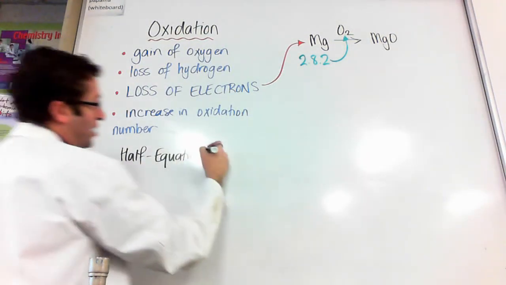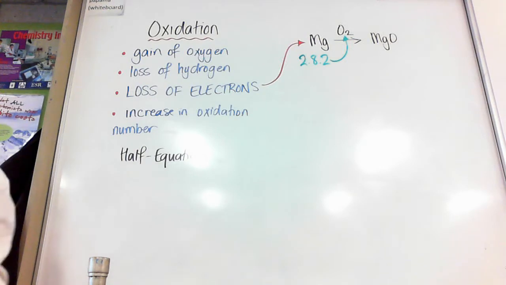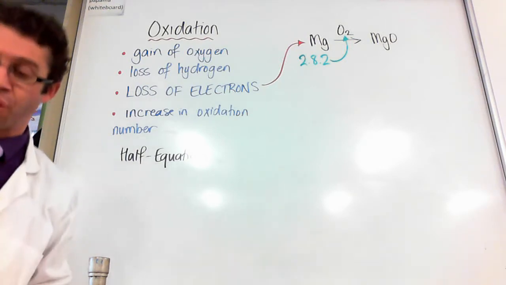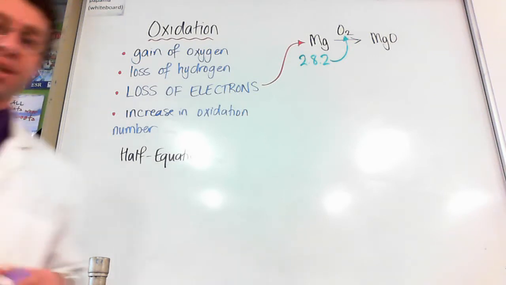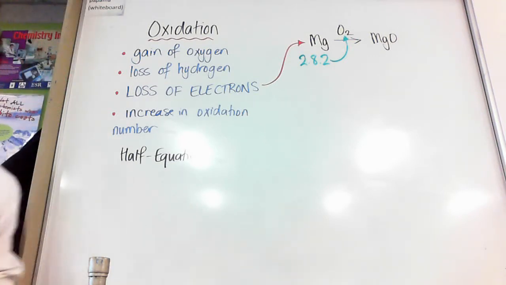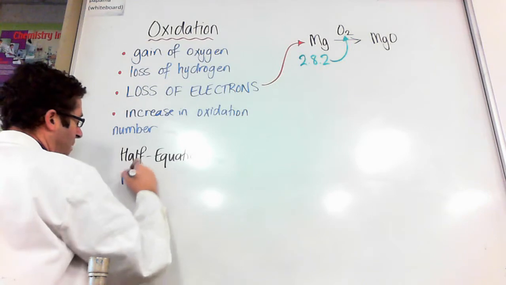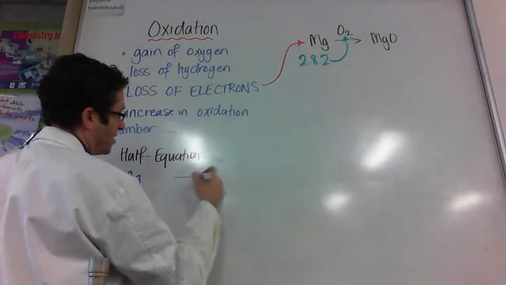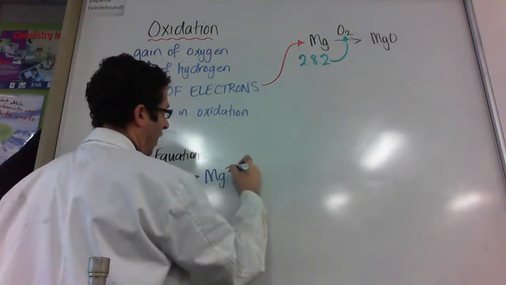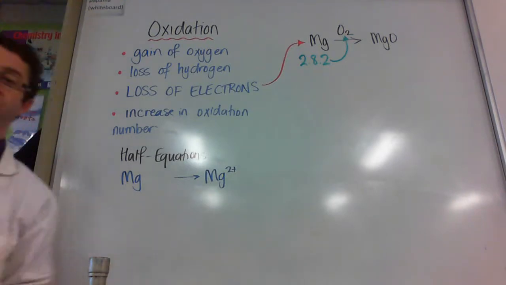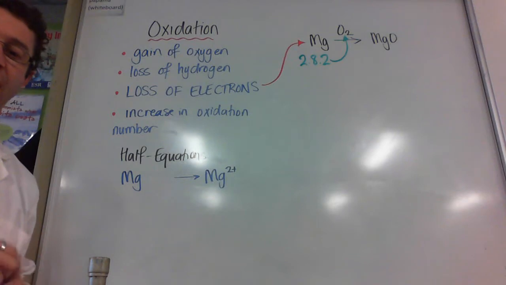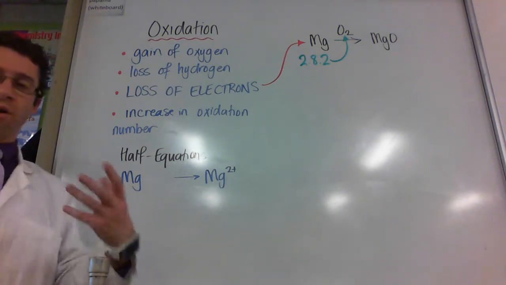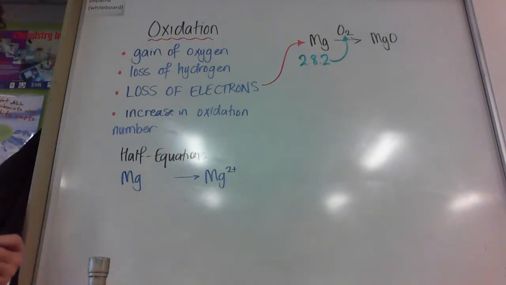So half equations are not complete. They have electrons in them, which shows the gain and loss of electrons. In the reaction we just saw with the combustion or oxidation of magnesium, the magnesium element is being turned into the magnesium ion in the form of magnesium oxide, that white powder that we saw on the tongs and on the surface of the unreacted metal.